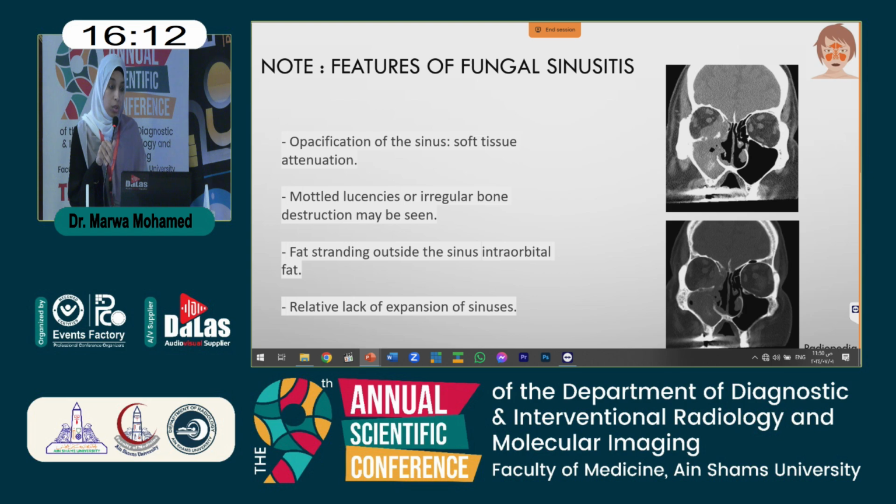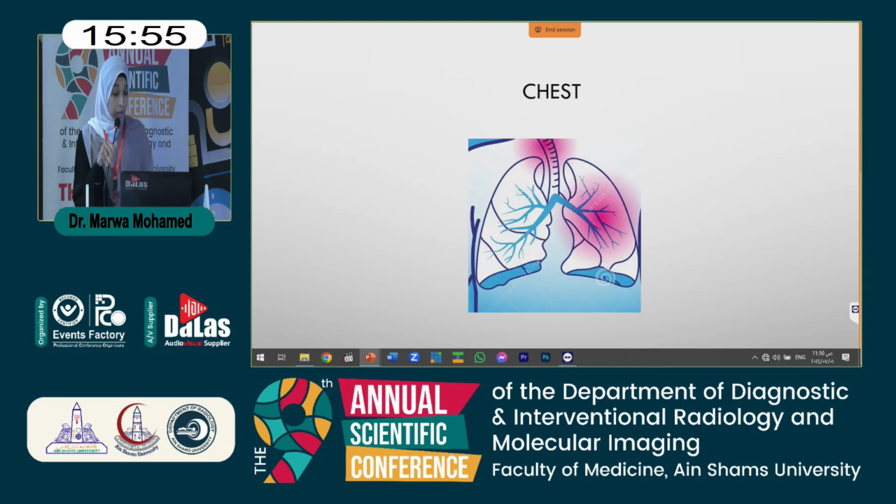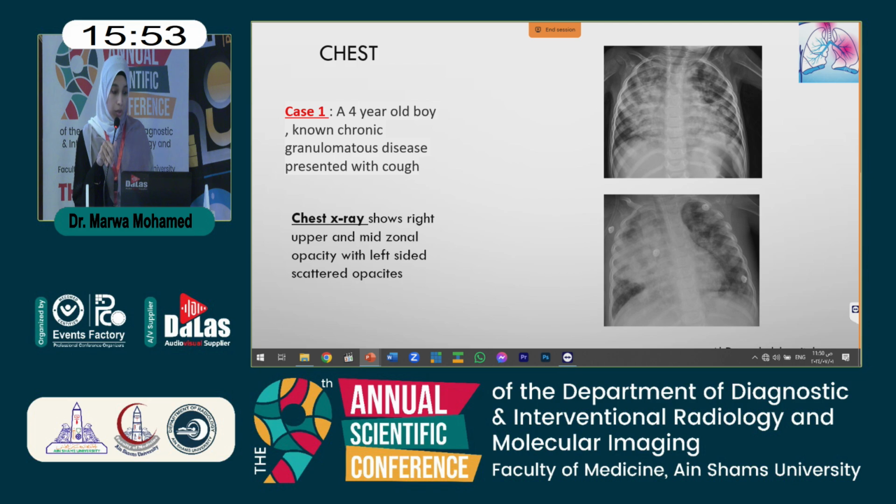Note, features of fungal sinusitis include opacification of the sinus by soft tissue attenuation, motile lucency or irregular bone destruction may be seen, fat stranding outside the sinus, intraorbital fat, and relative lack of expansion of sinuses. Chest. Case 1. A 4-year-old boy, known chronic granulomatous disease, presented with cough.